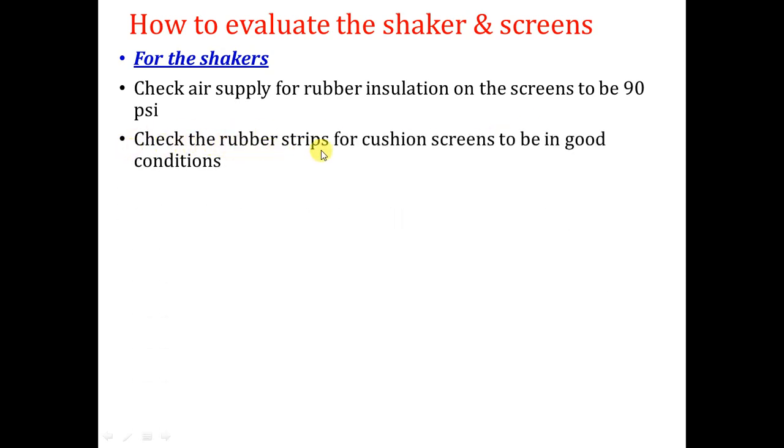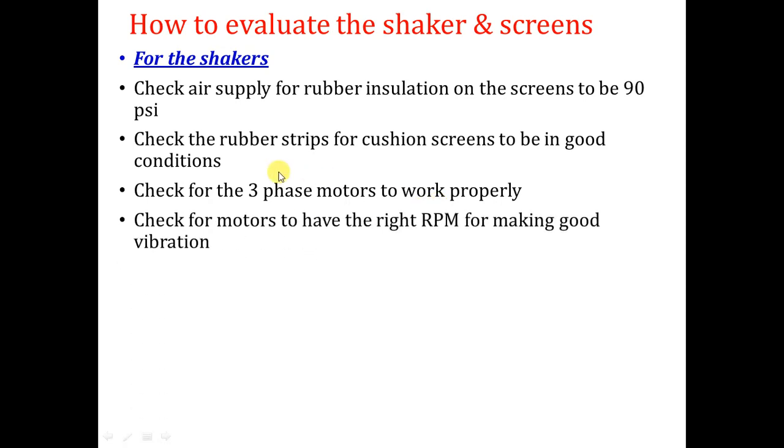Number two, check that the rubber strips for the cushion screen are in good condition. Okay. Number three, check for the three-phase motors to work properly, and you have to see the certificate of those vibrators and motors because, for example, at 60 hertz, they are working with RPM 1800. So you have to have a certificate of inspection about this. It's a very important one. Check for the motors to have the right RPM for making good vibration.